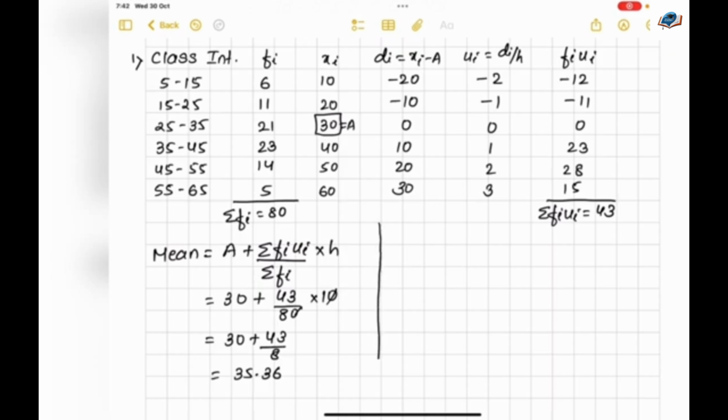Now, moving to find mode, first of all, I have to find the modal class. So, to find the modal class, I am searching in fi the maximum value. So, maximum value is 23. So, I will take this as the modal class because it is forming the modal class.